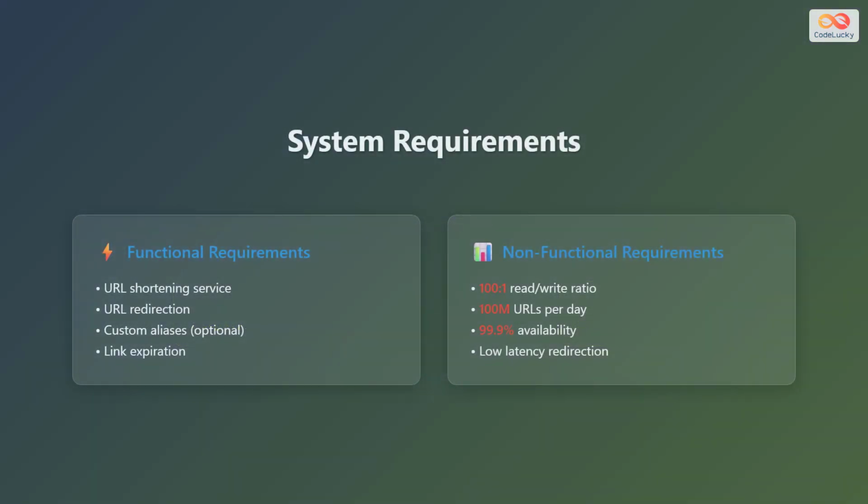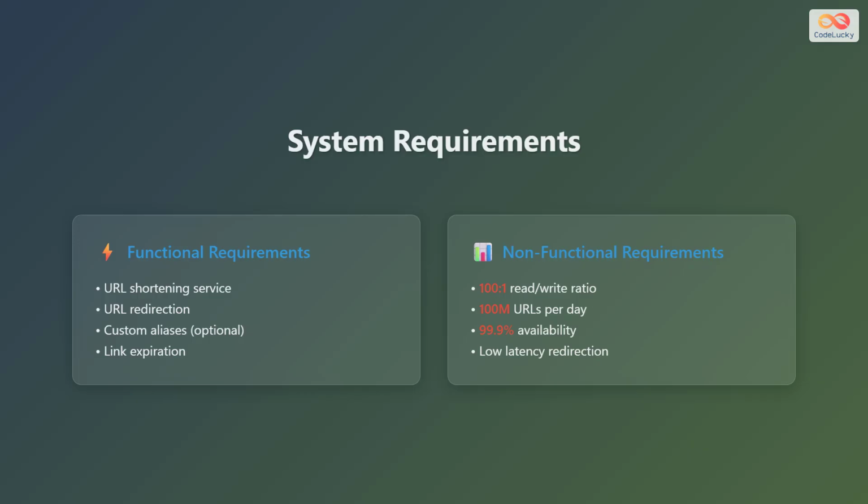Before designing any system, understanding the requirements is crucial. Let's start with the functional requirements. Firstly, there should be a URL shortening service. Secondly, the system should handle URL redirection. Thirdly, custom aliases should be an option, and fourthly, links should have an expiration feature.